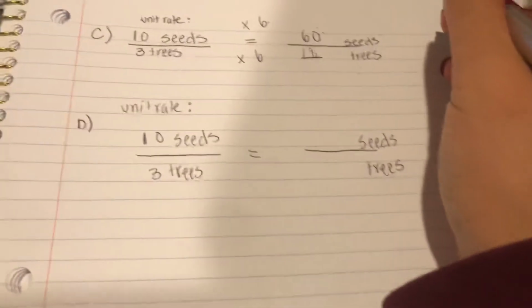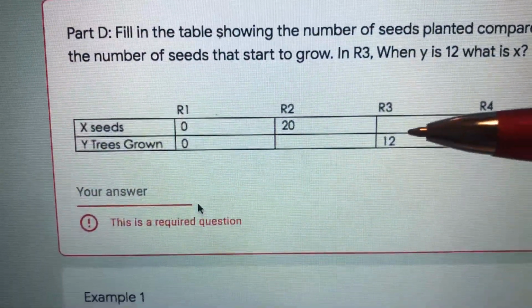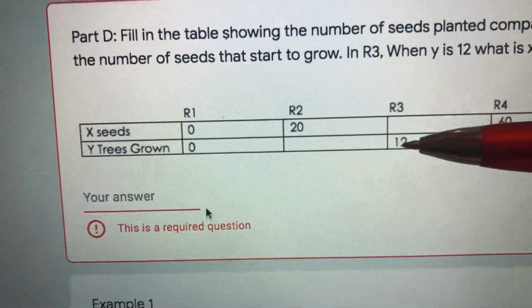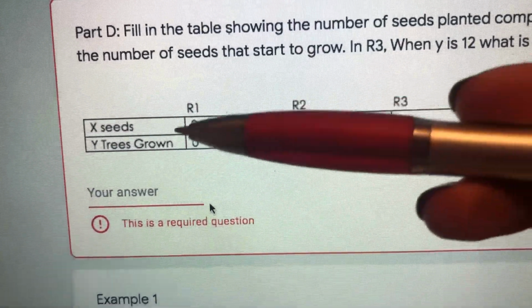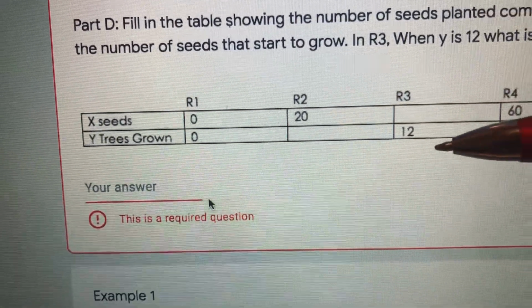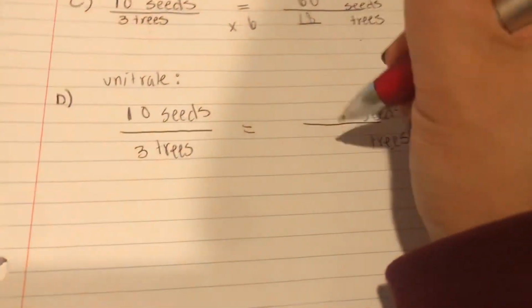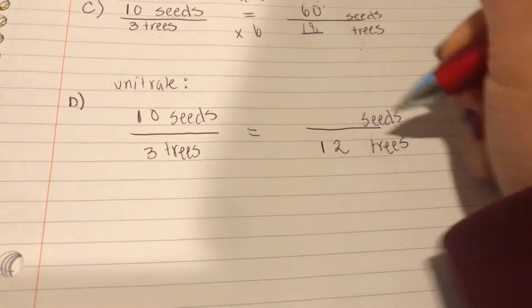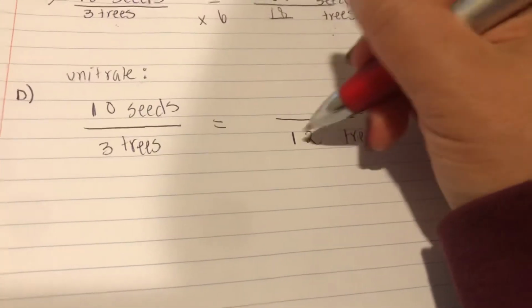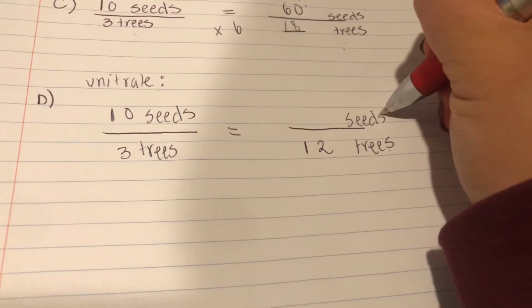Okay, so what is the value that I have? Is it seeds or trees? If I look at ratio 3, 12 isn't seeds. 12 actually represents the trees. So it's saying if 12 trees grew, how many seeds were planted? Okay, so let's easily find this. I'm going to put 12 trees. So 12 goes on the bottom because 12 represents trees and not seeds.